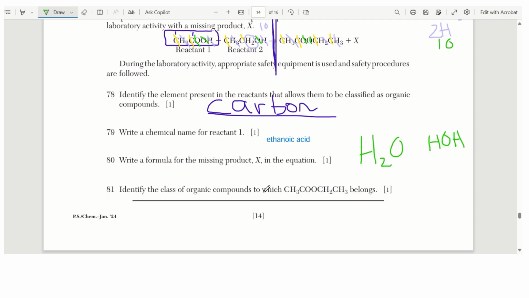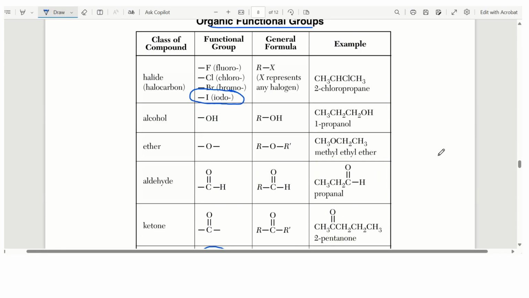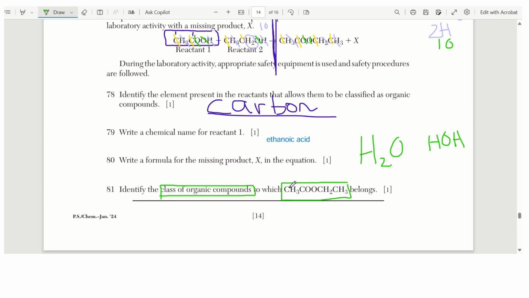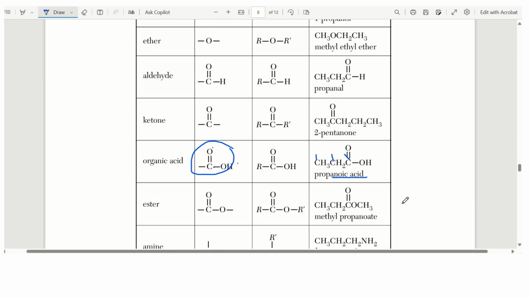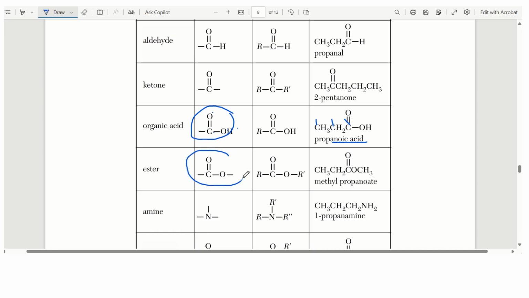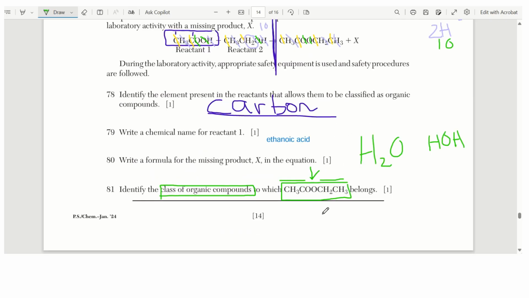All right, and 81. Identify the class of organic compounds to which this belongs. That is Table R. So what am I looking for? I'm looking for some carbons over here, some carbons over here, and in the middle I've got 2 oxygens. Here, this is the only one that has 2. This has 2 oxygens, but it's got a hydrogen on this end, and I need carbons. So 2 oxygens in the middle with carbons on either side.